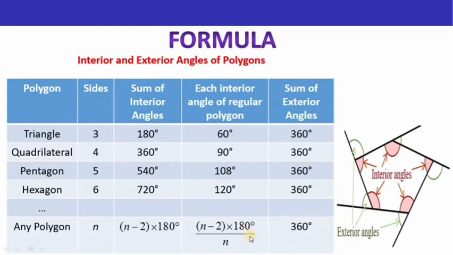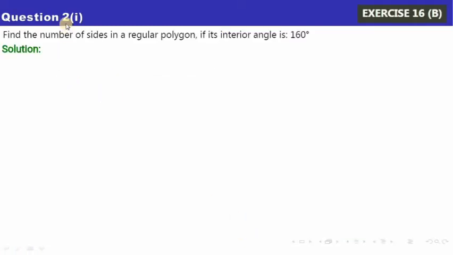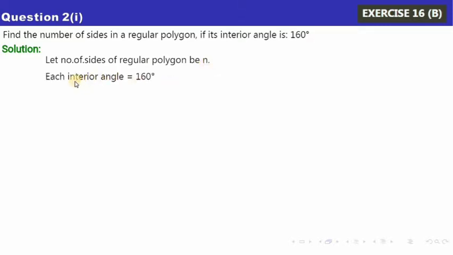Now without further delay, let's see the first question. I'm taking question number 2, sub number 1, which says find the number of sides in a regular polygon if its interior angle is 160 degree. I don't know how many sides there are, so I'm considering the number of sides to be n. Each interior angle is 160, and the formula for each interior angle is (n minus 2) into 180 whole divided by n. From here you need to calculate the value of n.